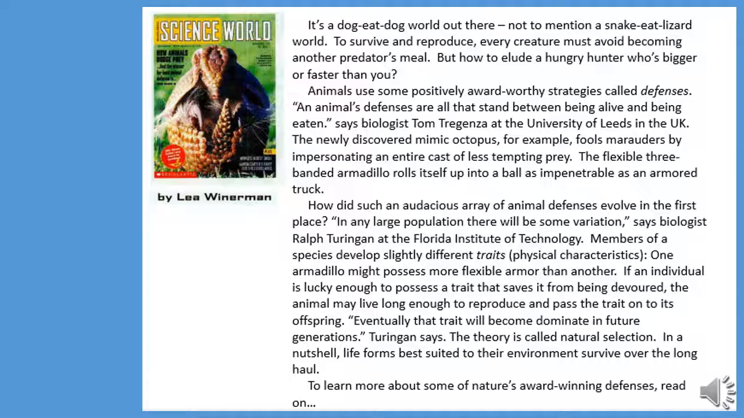In any large population, there will be some variation, says biologist Ralph Turnagain at the Florida Institute of Technology. Members of a species develop slightly different traits or physical characteristics. One armadillo might possess more flexible armor than another, and if an individual is lucky enough to possess a trait that saves it from being devoured or eaten, the animal may live long enough to reproduce and pass the trait on to its offspring. Eventually, that trait, or physical characteristic, will become dominant in future generations, Turnagain says.